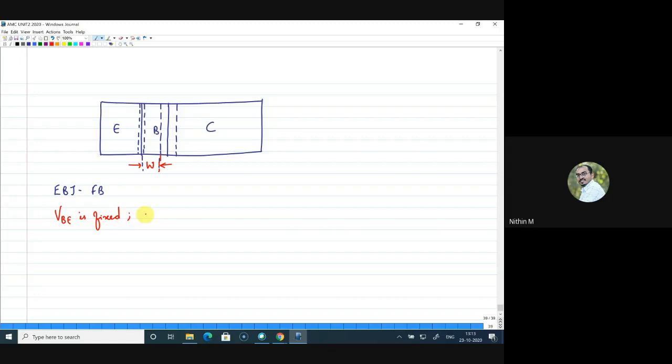Now, if I increase this collector to emitter voltage, if VCE is increased, basically I'm increasing VC. Now that will result in more reverse bias in the collector base junction. So if VC is increased, this will actually result in a more reverse bias at collector base junction, right? So this will happen. Now if collector base junction is getting more reverse bias, what will happen? Your depletion region width will widen.